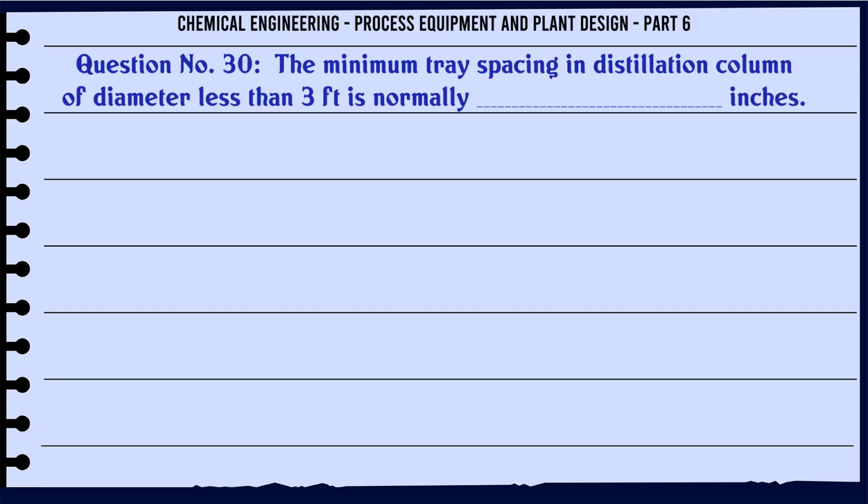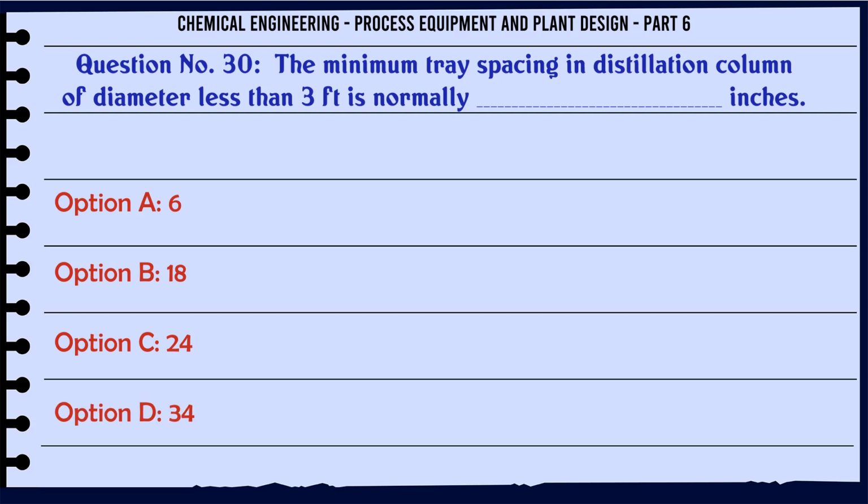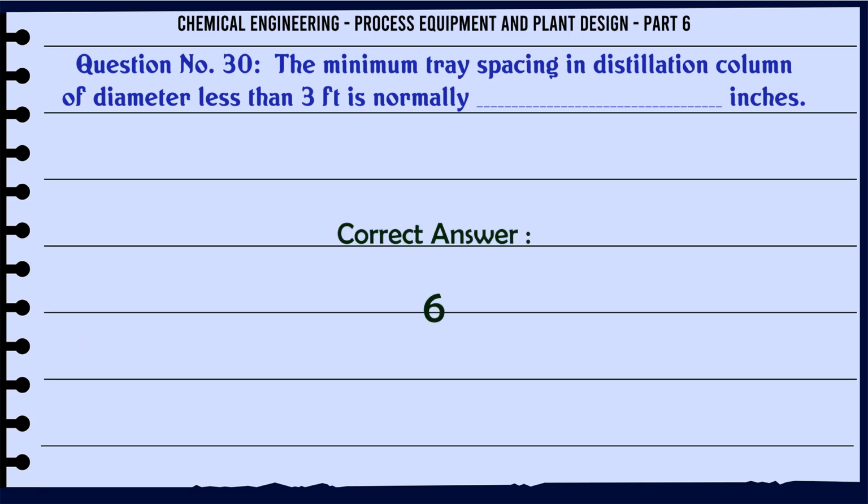The minimum tray spacing in a distillation column of diameter less than 3 feet is normally blank inches. A. 6, B. 18, C. 24, D. 34. The correct answer is 6.